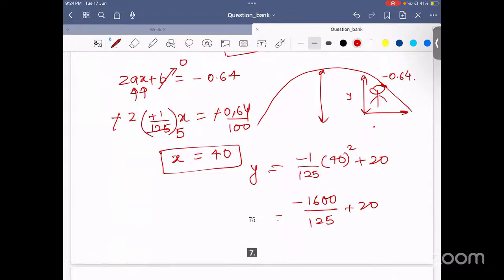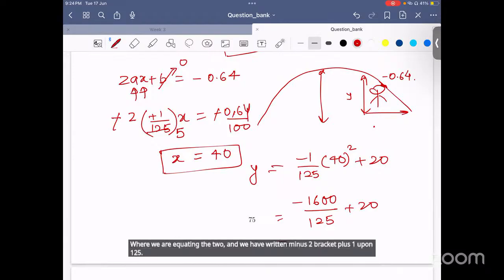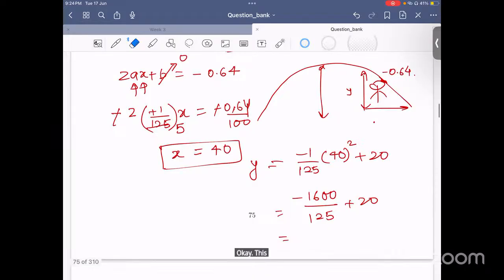I'm sorry, sir. I somewhere lost the track. Sir, how come we have a minus sign before where we are equating the two, and we have written minus 2 bracket plus 1 upon 125 x? Okay, this value you are talking about? Yes, sir.